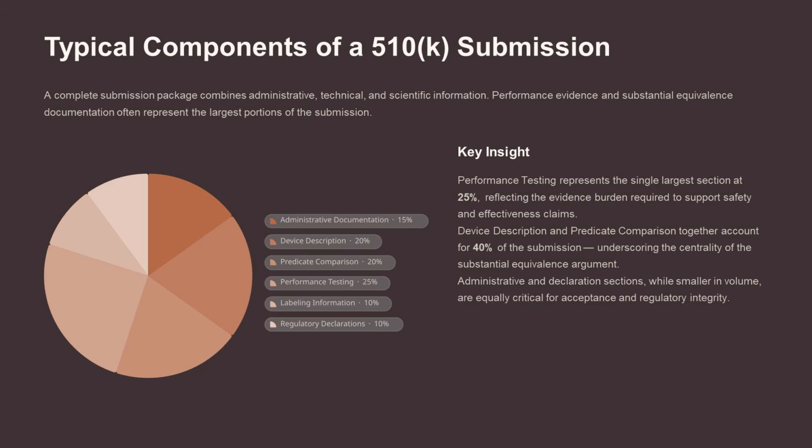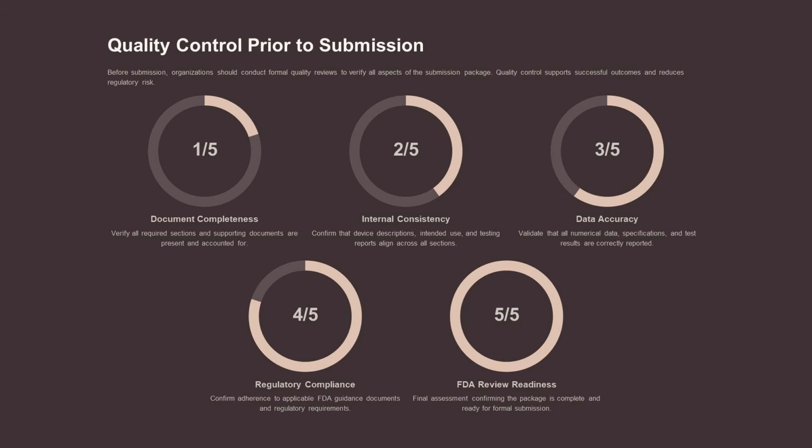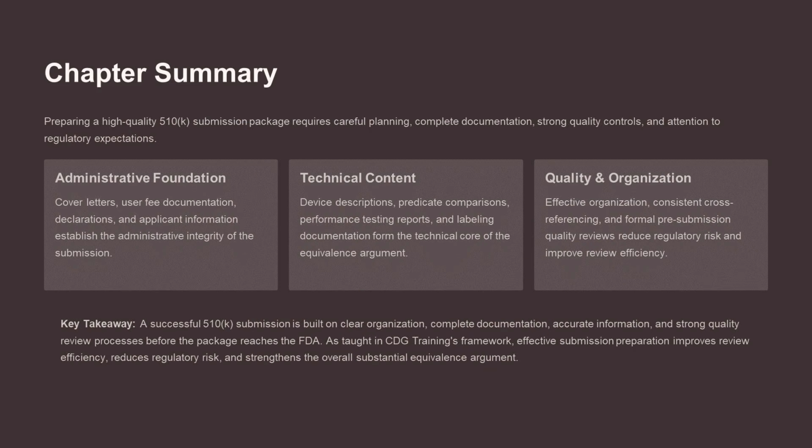Performance evidence is crucial for safety and effectiveness. Many FDA review delays result from documentation deficiencies. Addressing these issues early can prevent delays before submission. Quality control is essential before submission to verify all aspects of the package. This supports successful outcomes and reduces regulatory risk. A successful 510(k) submission requires careful planning, complete documentation, and strong quality controls. Effective preparation reduces regulatory risk.